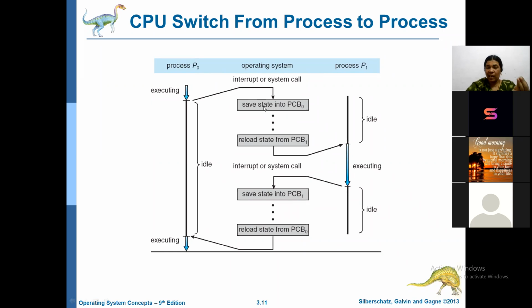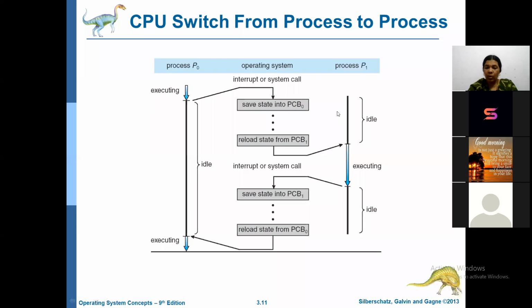So it is related to all the information related to PCB. So it saves the data on the PCB0 with respect to P0. It reloads the state from PCB1. So PCB1 stands for process control block for process P1. So it reloads the state from process P1.